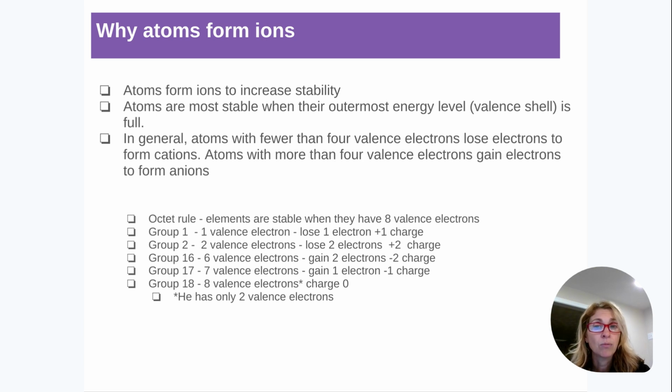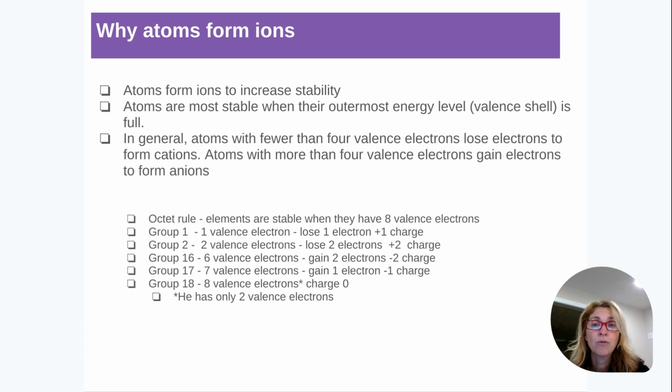We have a rule that talks about that. That's called the octet rule. So elements are most stable when they have 8 valence electrons. And there are patterns within the periodic table that help us to predict those. We can see that the elements in group 1, the first column on the periodic table, because they have the similar 1 valence electron, they will all lose 1 electron. Due to the loss of an electron, they will form an ion with a +1 charge, a cation.